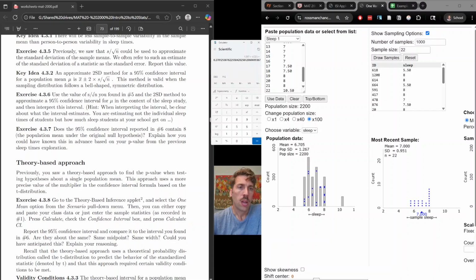Okay, so use the value of S over square root of n you found in number 5 and the 2 standard deviation method to approximate a 95% confidence interval for mu in the context of the sleep study. So I would take this number that I found right here, and this is my sample-to-sample variation, multiply it by 2, and then add and subtract it to and from my sample statistic. So basically following this formula right here.